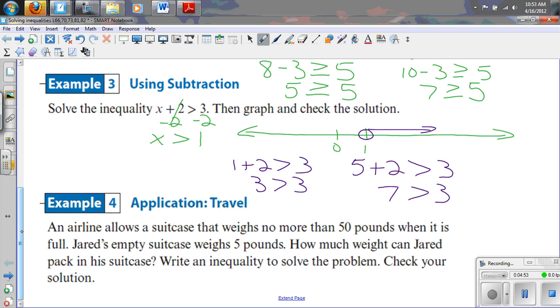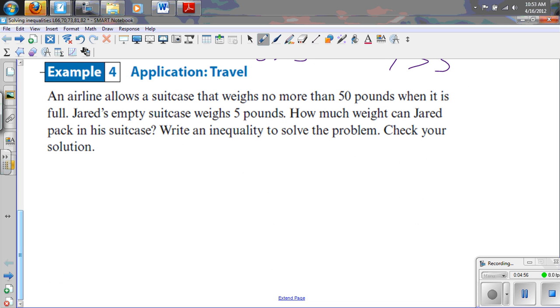Application problem. We have to figure out what the inequality is before we can do anything with it. So, an airline allows a suitcase that weighs no more than 50 pounds when it's full. Jared's empty suitcase weighs 5 pounds. How much weight can Jared pack in his suitcase? So, he's got this 50 pounds, and it can weigh no more than 50 pounds. So, it can weigh 50 pounds, but it also has to weigh less than 50 pounds.